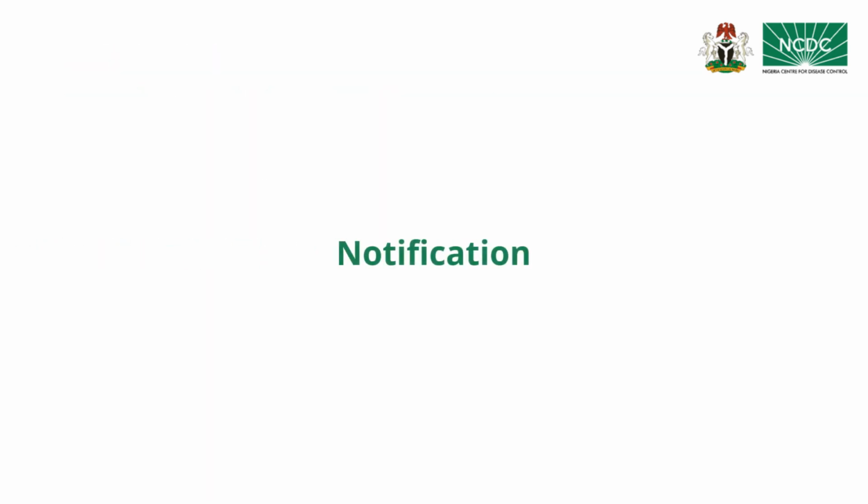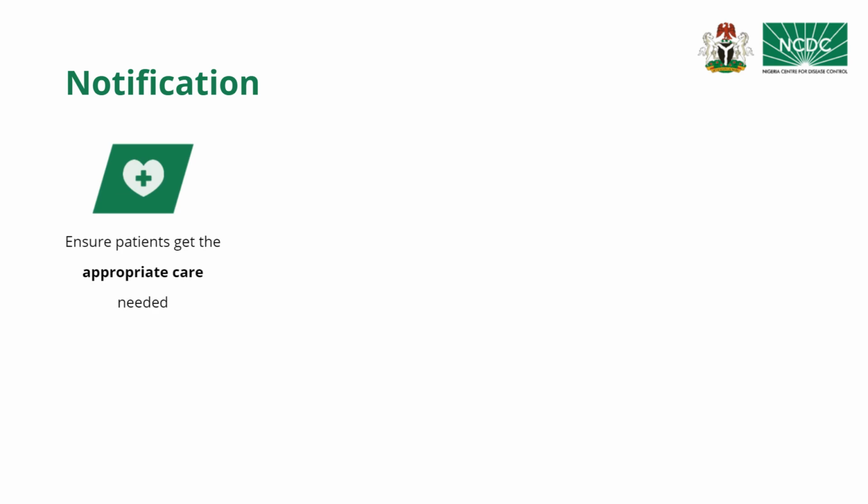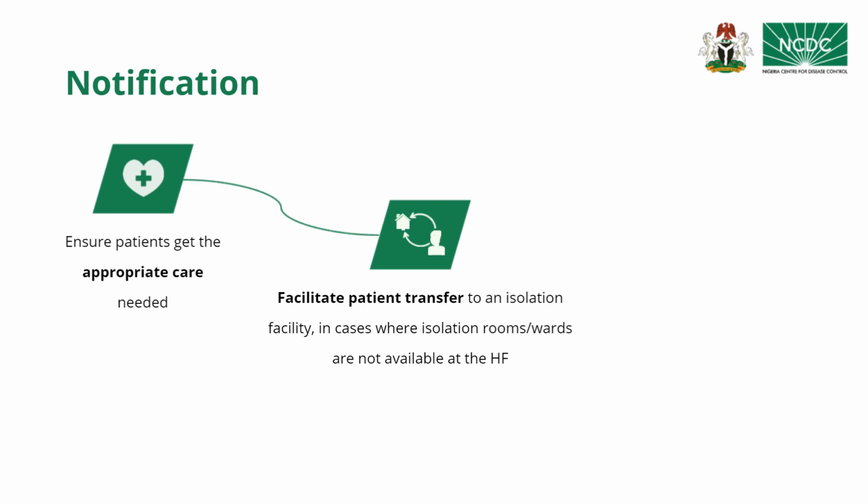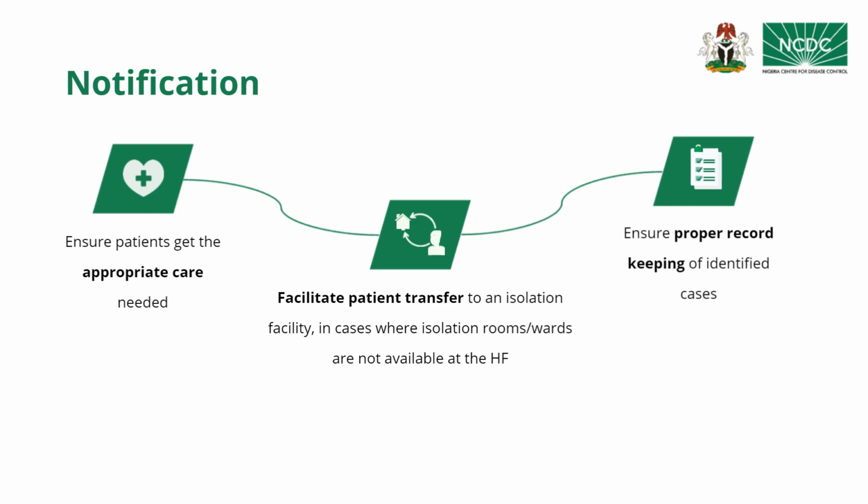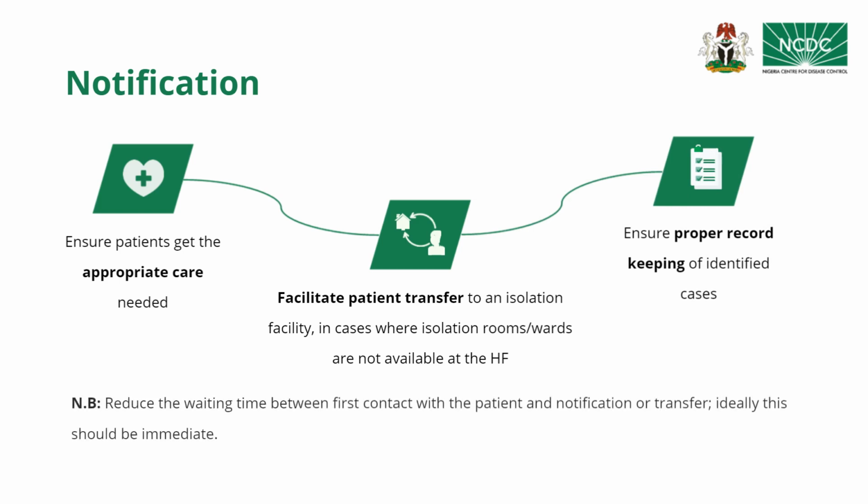Notification of the appropriate authorities. Notification is important to ensure patients get the appropriate care needed, facilitate patient transfer to an isolation facility in cases where isolation rooms or wards are not available at the health facility, and ensure proper record keeping of identified cases. Make all efforts to reduce the waiting time between first contact with the patient and notification or transfer. Ideally, this should be immediate.